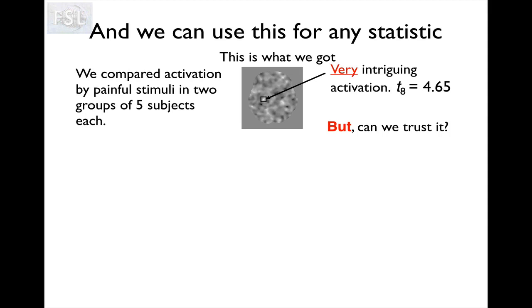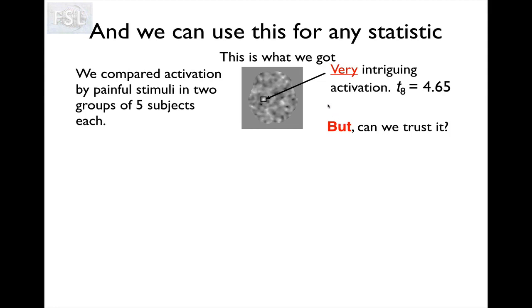Okay, so imagine we have this case. We compare an activation by painful stimuli in two groups of 5 subjects each. And this is what we got. We got this activation here. It's in an area which we're really interested in. We have a t-value of 4.65. That looks very promising, but can we trust it?